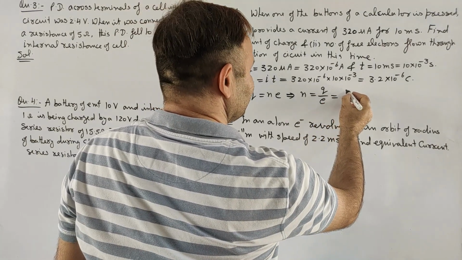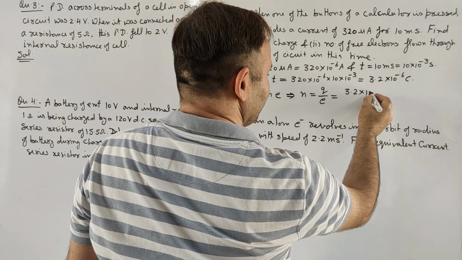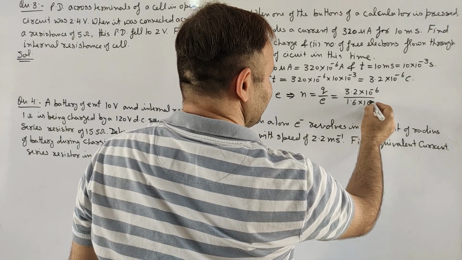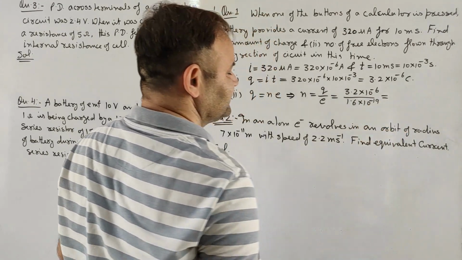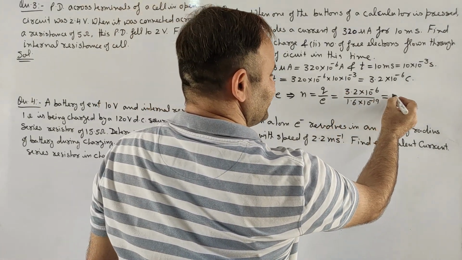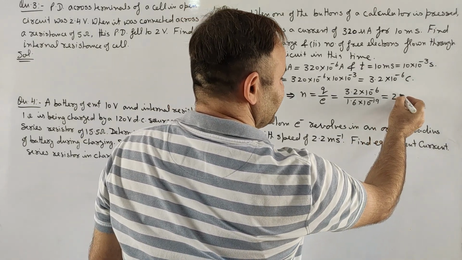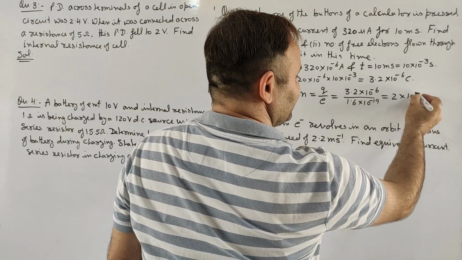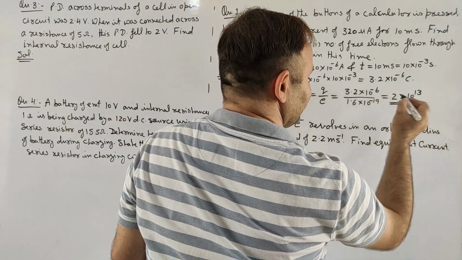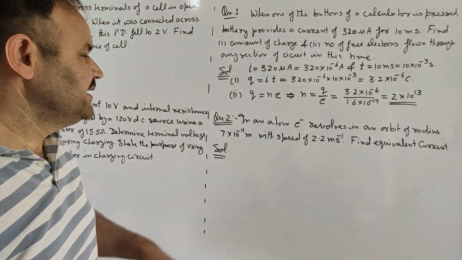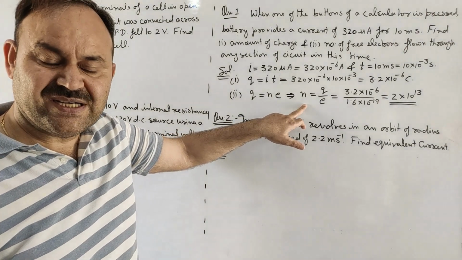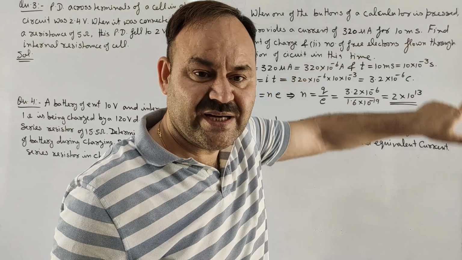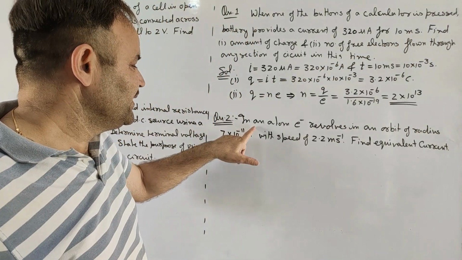Q is 3.2 into 10 to the power minus 6 divided by 1.6 into 10 to the power minus 19. This gives 3.2 by 1.6 into 10 to the power 19 minus 6, which is 2 into 10 to the power 13. It will give us the number of free electrons that has passed through any section of circuit in 10 milliseconds. Now we are coming to the next question.